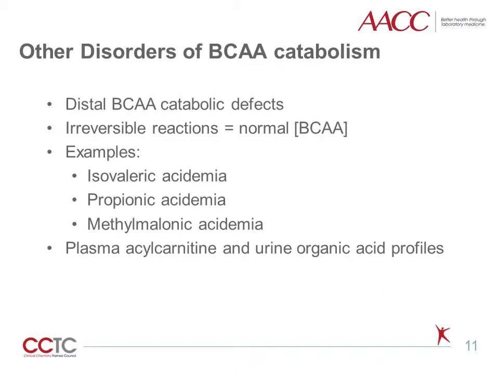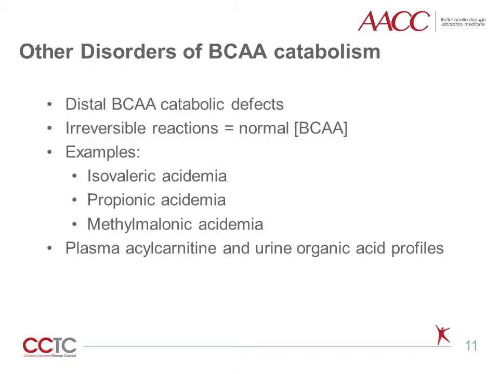In addition to maple syrup urine disease, several other disorders arise from defective catabolism of branched-chain amino acids. For example, isovaleric, propionic, and methylmalonic acidemias are caused by enzyme defects more distal in the catabolic pathway than branched-chain ketoacid dehydrogenase complex. Because many of the reactions that occur after the branched-chain ketoacid dehydrogenase complex are reversible, these disorders do not result in an accumulation of branched-chain amino acids in plasma.